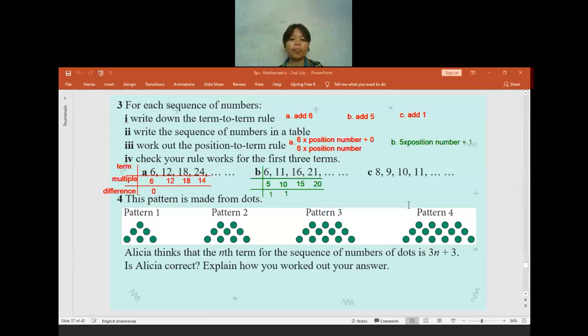Okay. Now let us continue to question C. For question C, I think no one has difficulties making the table. I will not make the table. Anyone want to help me? What is the position-to-term rule for question C? Anyone want to help me? What is the position-to-term rule for question 3C?